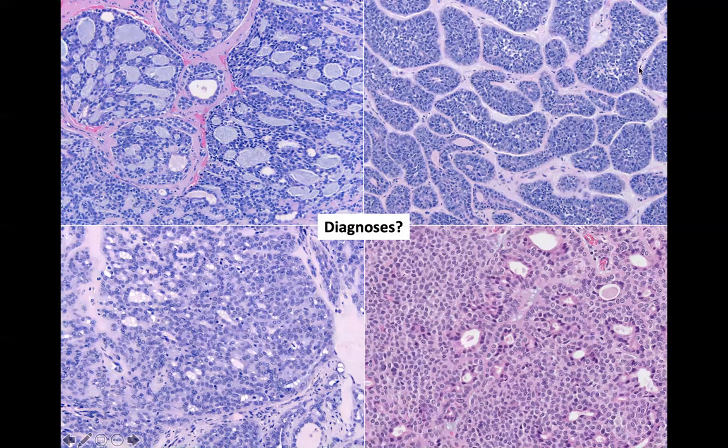Does anybody have any thoughts or know what any of these might be? If so, type it in the chat. Some of these you might be able to get a better idea on just based on the H&E, but you can see how they're all quite similar, right? They're all very cellular. The cells are compacted. They have various architecture, including ductal, cribriform, tubular.